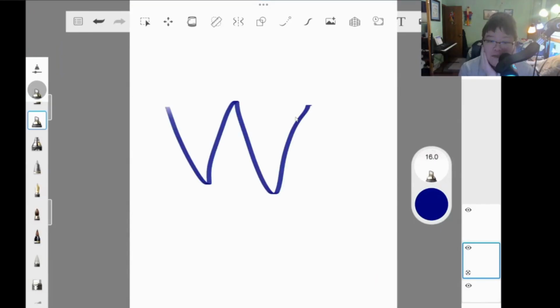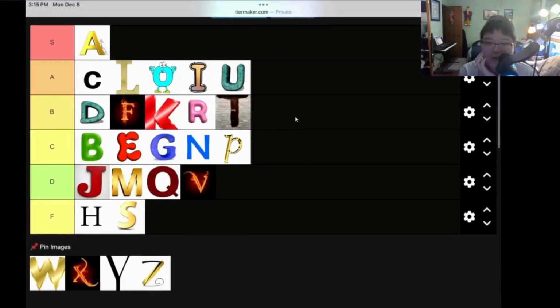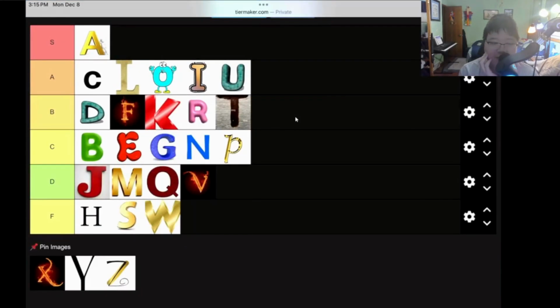So I put it in D, and W is just that much worse, because it's kind of like M and N. W goes that extra length to just be weird for trying to draw A, so it goes into F.